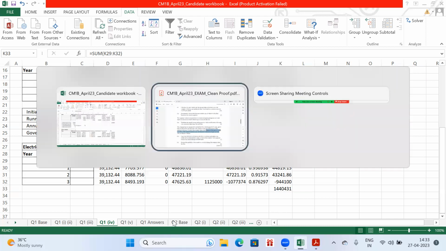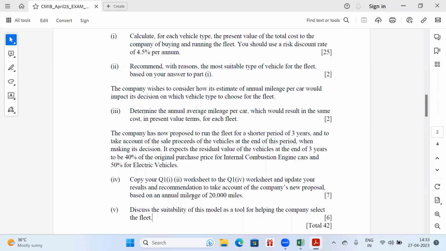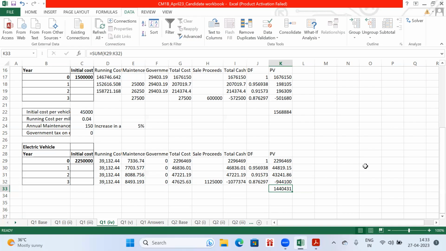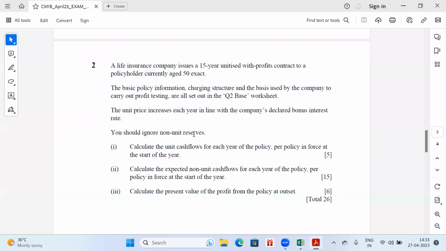Okay, moving to question 2. This carried the maximum marks in the entire paper, but it was a very straightforward question. Nothing in this question was very difficult. The only thing was that people had to crack that uniformly means continuously, and the challenge was that the monthly thing needed to be multiplied by 12. Okay, coming to question 2.